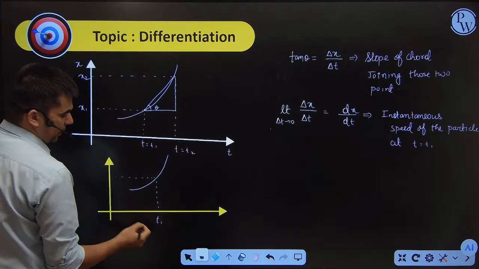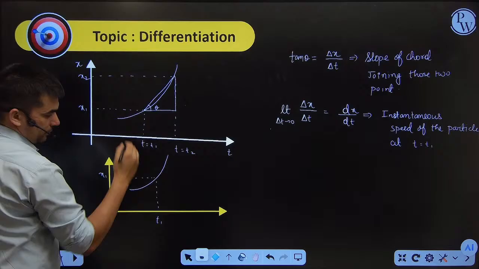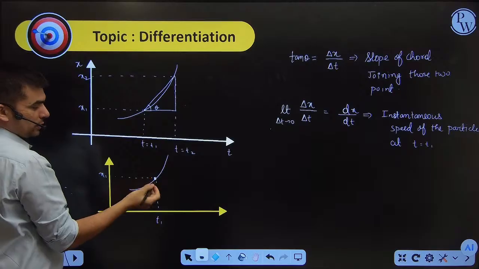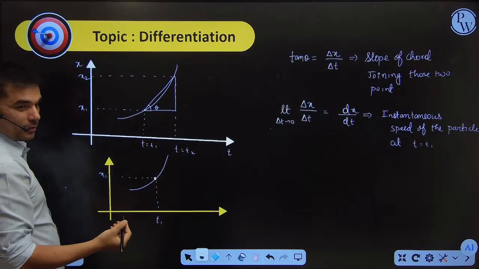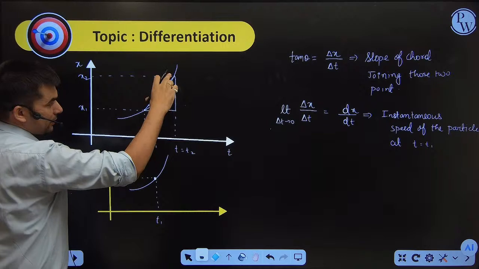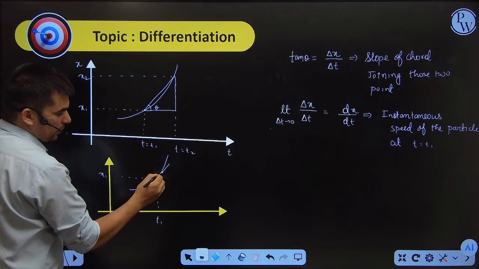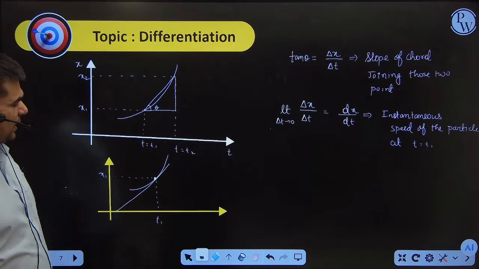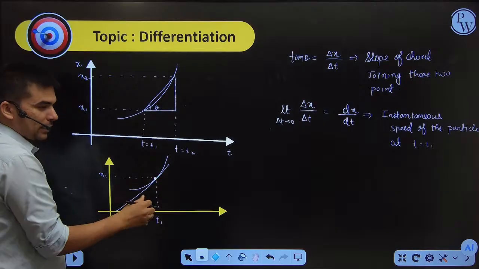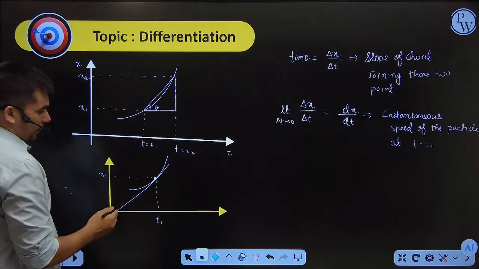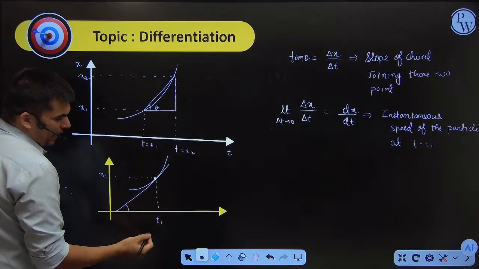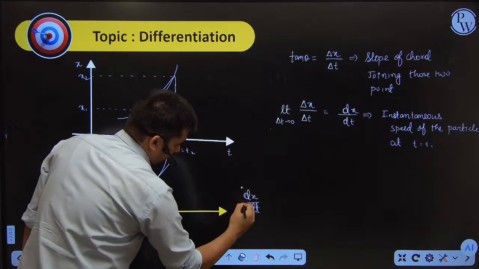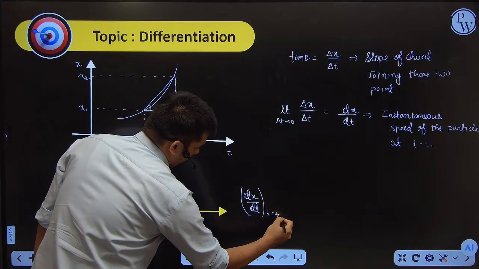Let me take this as t1 and this was x1. So what did I tell you? Bring this x2 closer to x1, so close that you get a microscopic triangle over here. So finally this chord will be converting into a tangent. You will be feeling that there is a tangent drawn at that point t1, isn't it? Because that triangle is so small located at this point that you are not able to see it. Now tell me, if I ask you what is dx upon dt at t is equal to t1, what will be your answer?